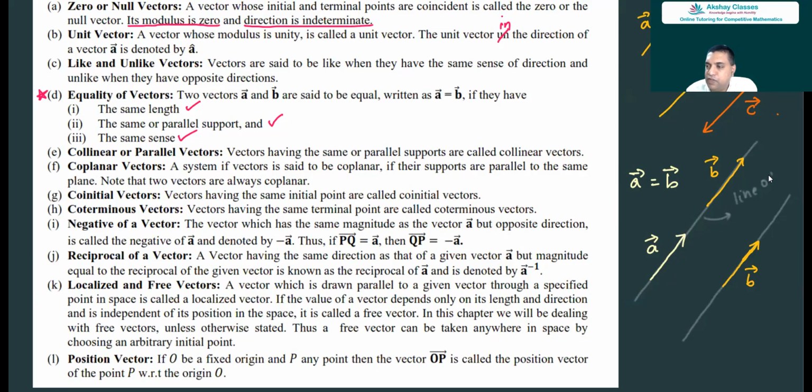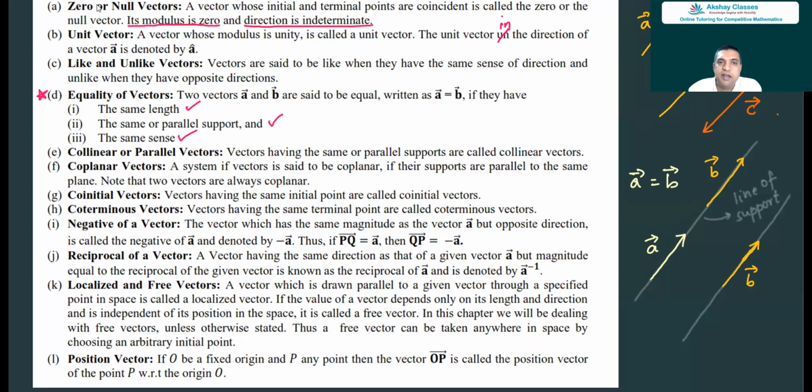Line of support. Now it can be acting on the same line of support or a parallel line of support. So two vectors, A and B, need not be on the same line. They need not start from the same initial point and same terminal point. As long as they are parallel and equal in magnitude, they are considered equal vectors.